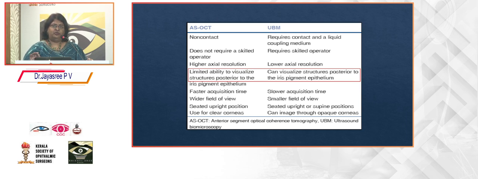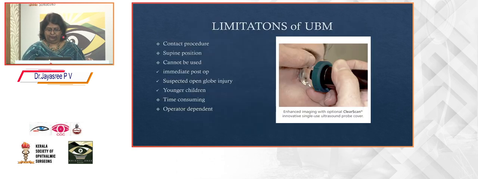The most important difference is the visualization behind the pigment epithelium. And the other limitations are that the lying position cannot be avoided, and there is the contact procedure and contamination risk. Everything can be reduced by using what is called a clear scan. Clear scan is a fluid-filled chamber that can be attached onto the UBM probe. So the patient need not always be made to lie down. You need not use the same probe. You can cover the probe, so the risk of contamination will be way less when you use the clear scan. But it costs around 1000 rupees for the clear scan cover itself.